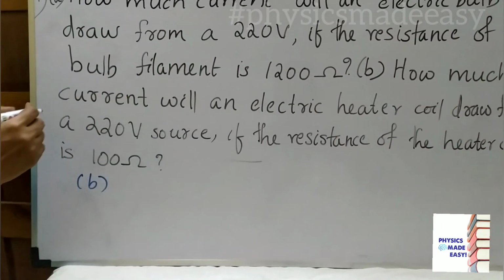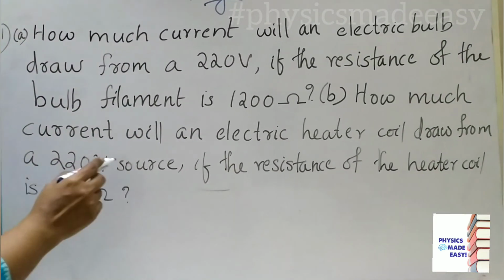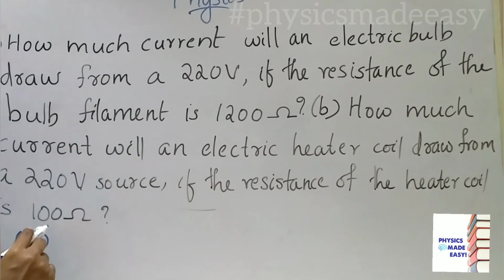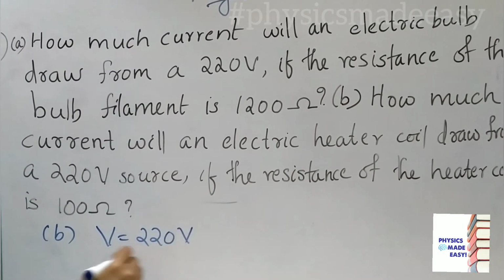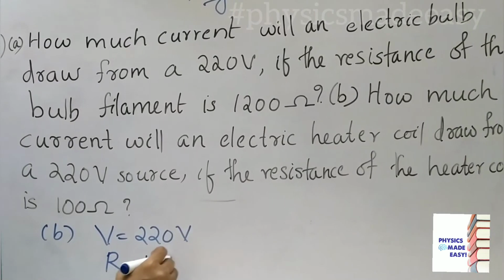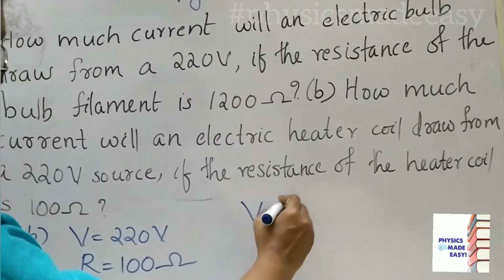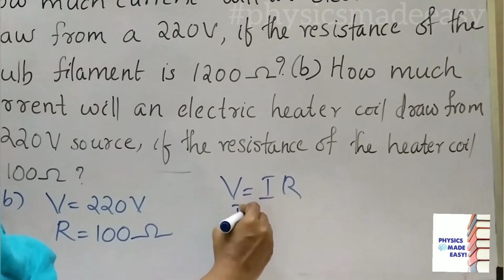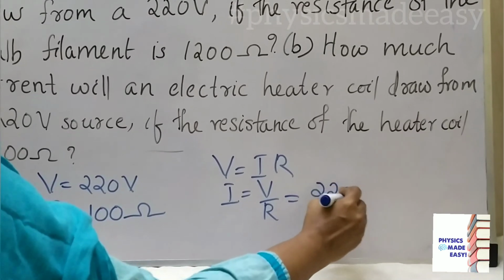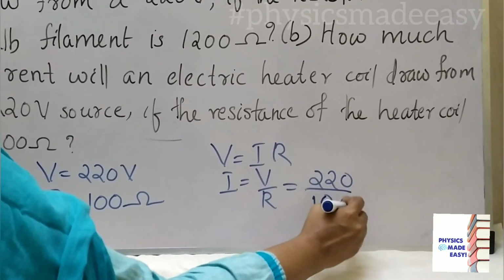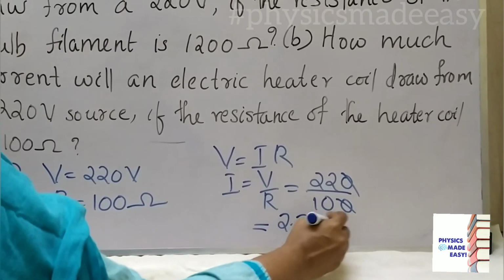Then the next part, how much current will an electric heater coil draw from a 220 volt source if the resistance is 100 ohm? V given there 220 volt, resistance is 100 ohm. We have to find the current. Our equation V is equal to IR. I is equal to V divided by R. 220 divided by 100. You will get this as 2.2 ampere.